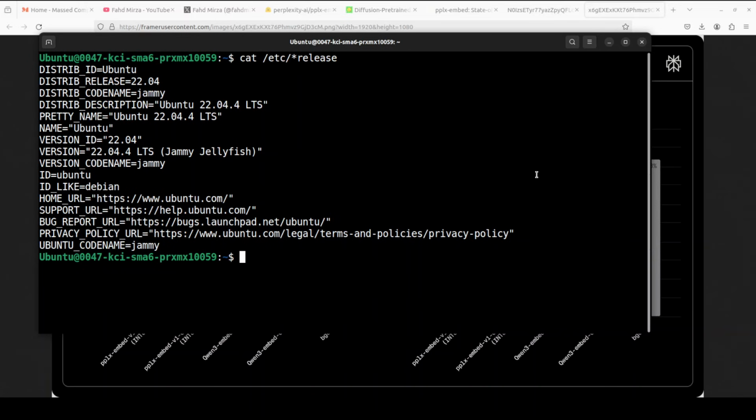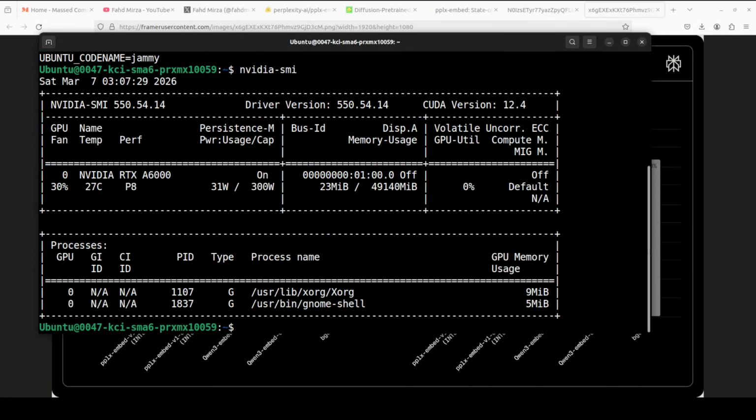I am going to use this Ubuntu system. I have one GPU card, NVIDIA RTX A6000, with 48 GB of VRAM. For these embedding models, you really don't need a GPU. You can easily run them on your CPU.